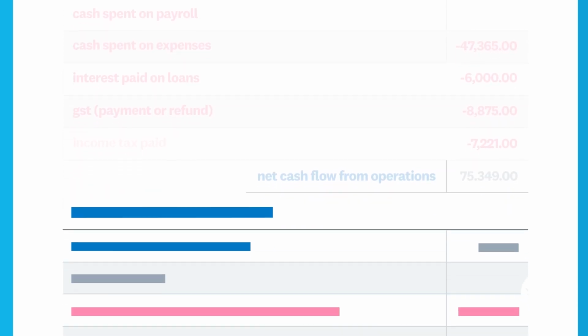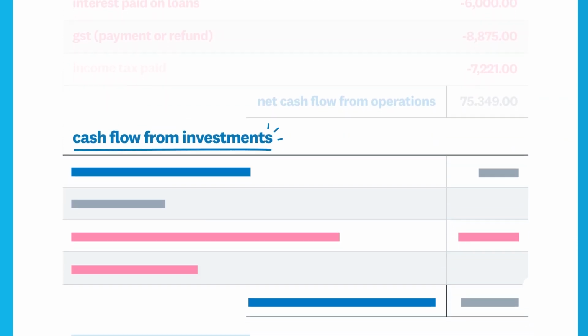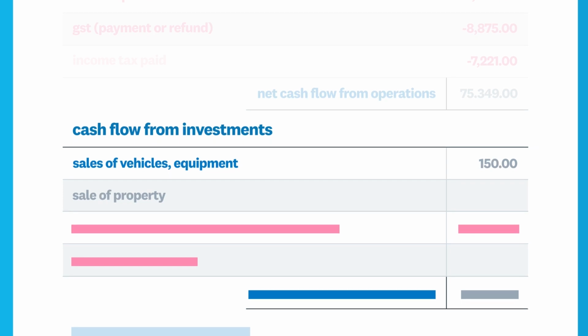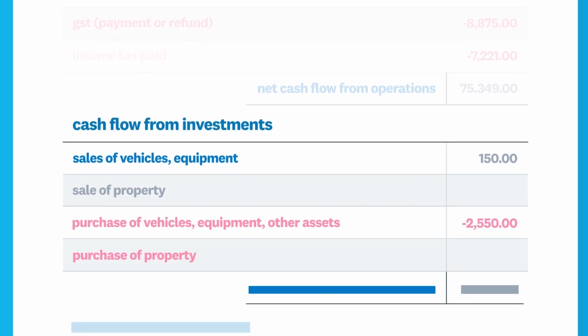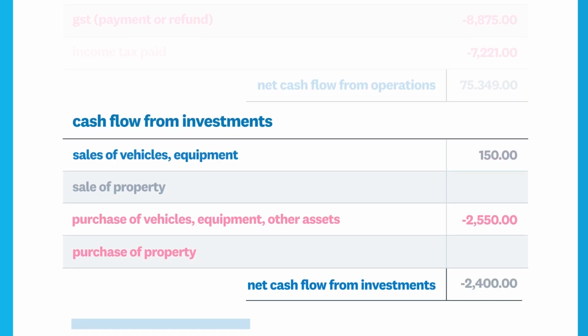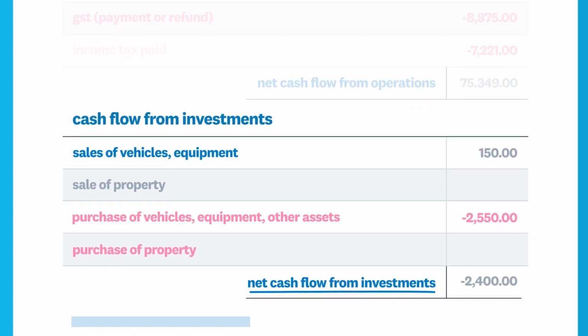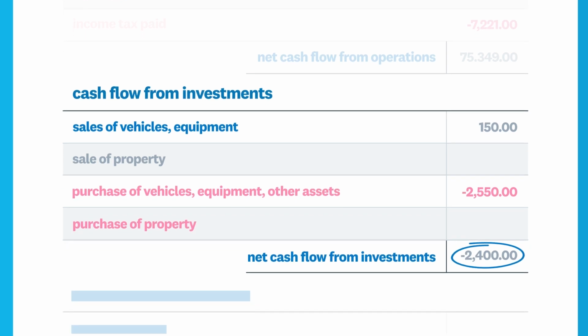Further down, you might see a section called cash flow from investments. Here is where you show amounts spent on business assets like vehicles, machinery, or even real estate. Or if you sold an asset for cash, you show that as incoming cash from investments. The total here will show the overall effect of investments on your cash flow.